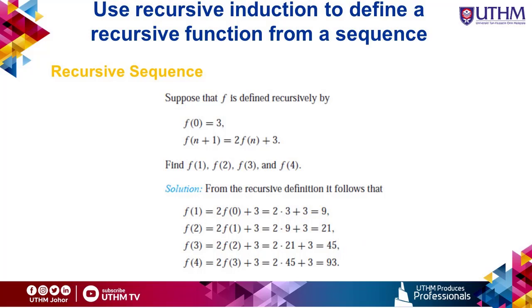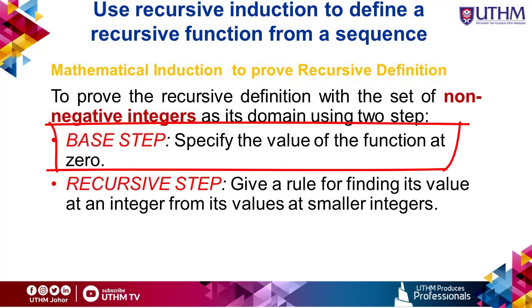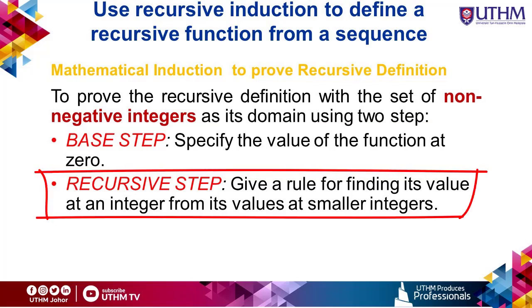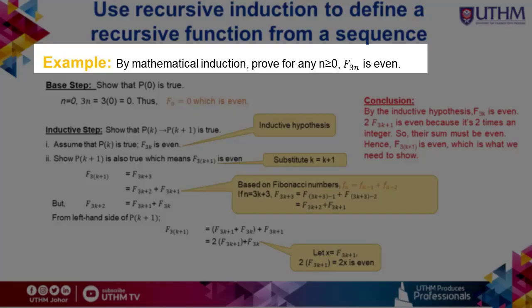Can you understand so far? Two steps need to be taken to prove recursive definition using mathematical induction. The two steps are the base step, which specifies the value of the function at 0, and the recursive step, which gives a rule for finding its value. Let's look at the example on the slide. We are supposed to prove that for any n that is greater than or equal to 0, f3n is even.